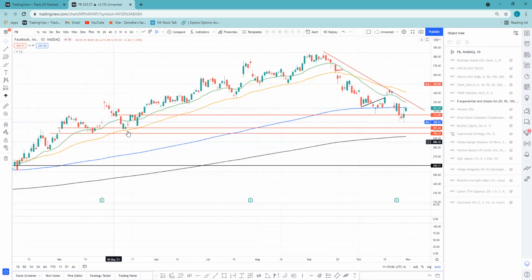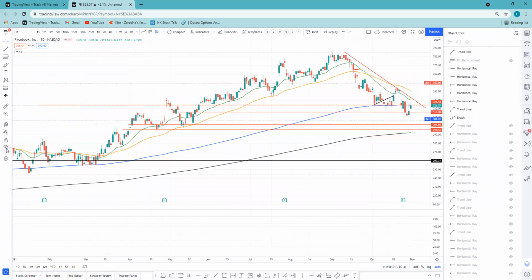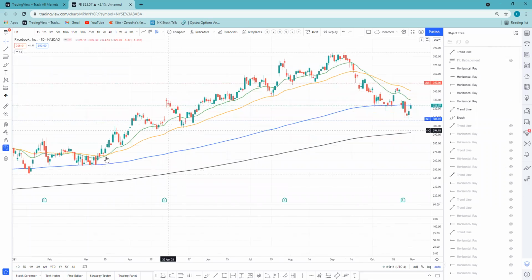FB is acting as a 50. I'm just going to treat it as a 50. Every time it comes to the 50, it reacts. 50 react, 50 react. Boom, 50 did not react. That means it's your time to get out and say bye bye FB. I will see you when you come back to the 50. Does it make sense to you now?